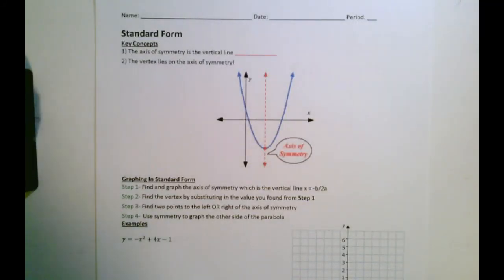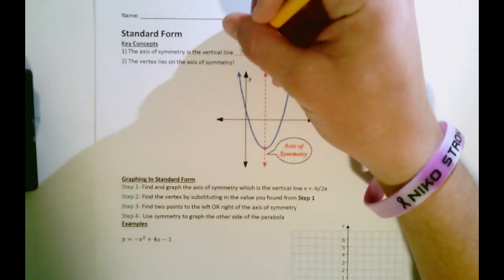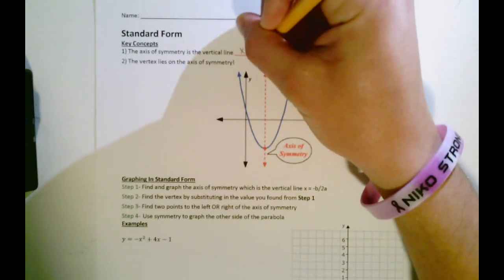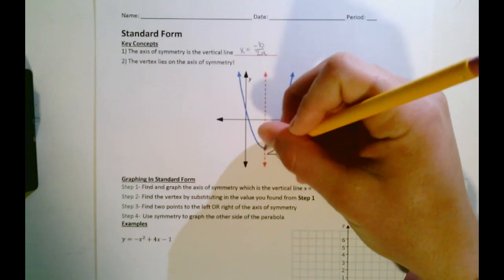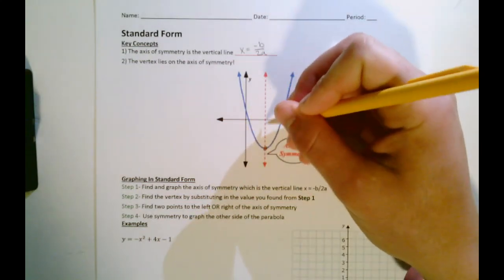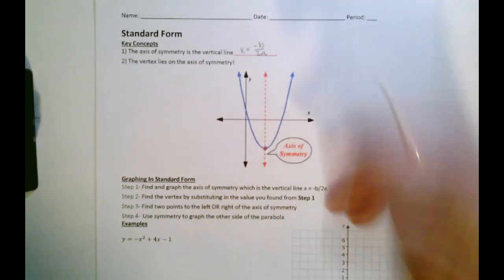So today we're going to look at how to graph in standard form. Just a quick recap of key concepts. The first is that the axis of symmetry is a vertical line, x equals negative b over 2a, and that the vertex is always going to lie on that axis of symmetry. Right, we're going to use that.